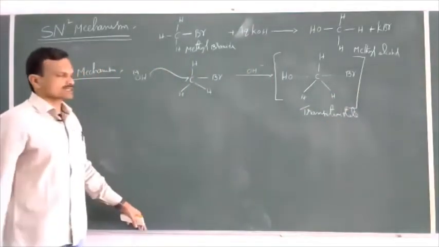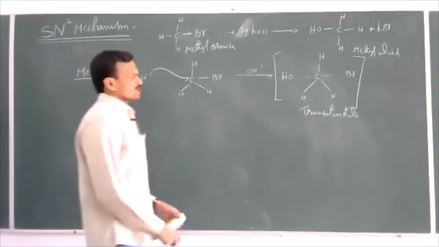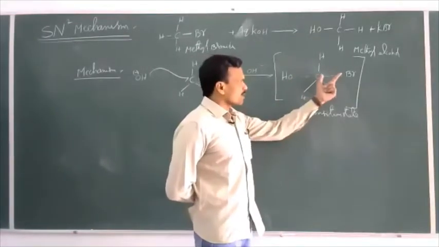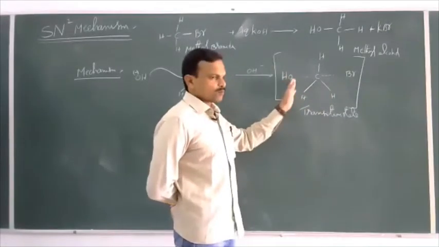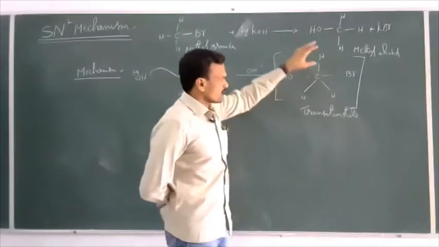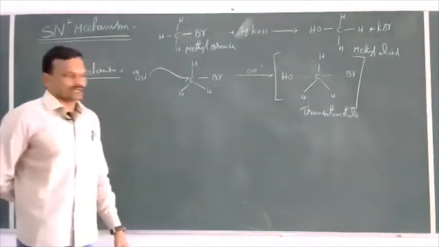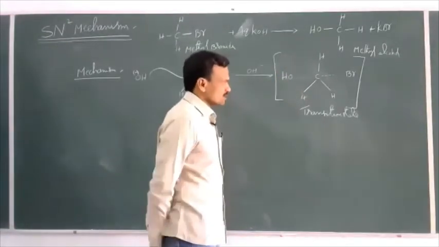A transition state is formed. What is a transition state? Here in this transition state, the bonds between carbon and oxygen, and carbon and bromine, are not true bonds. This is not a complete bond. Partial bond formation and partial breaking of a bond takes place, and this is called the transition state. It is not a reactant, not a product, and not a reaction intermediate. So this is called a transition state.